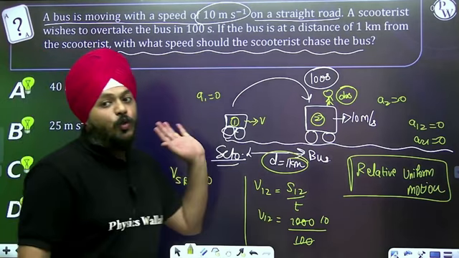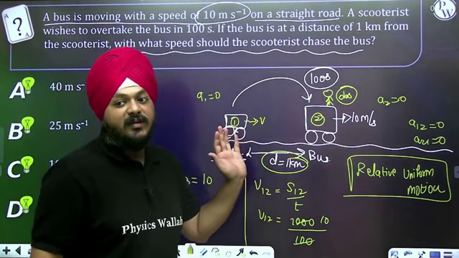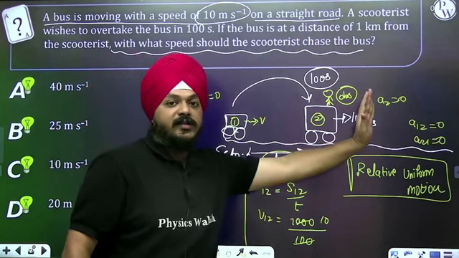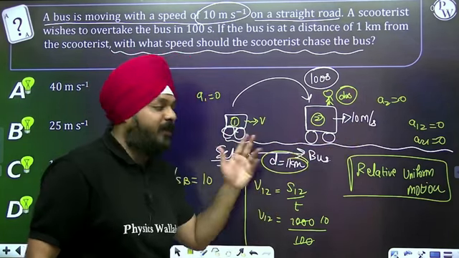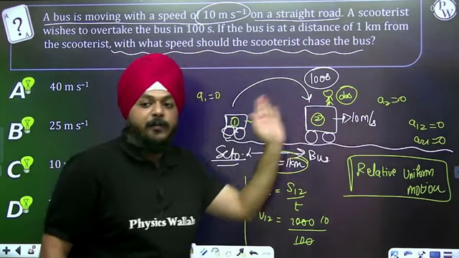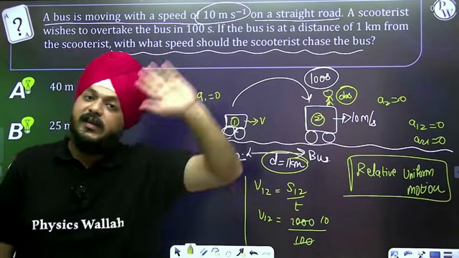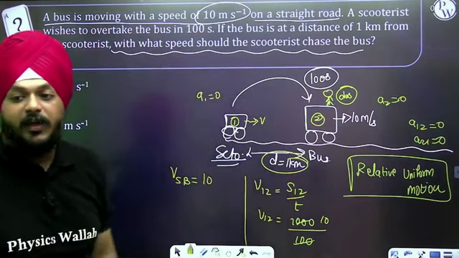In this you have to apply the sign conventions. I have taken everything as positive. Why? Because distance is covering on the right side, positive. Velocity is on the right side, both are having, so it is positive. So never forget to apply the sign conventions that we did into the motion under gravity.